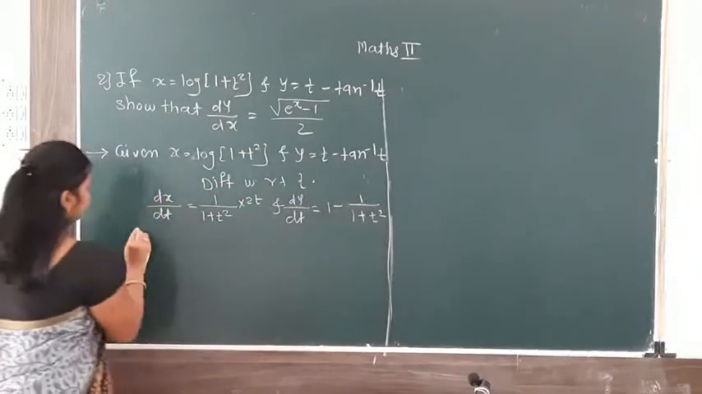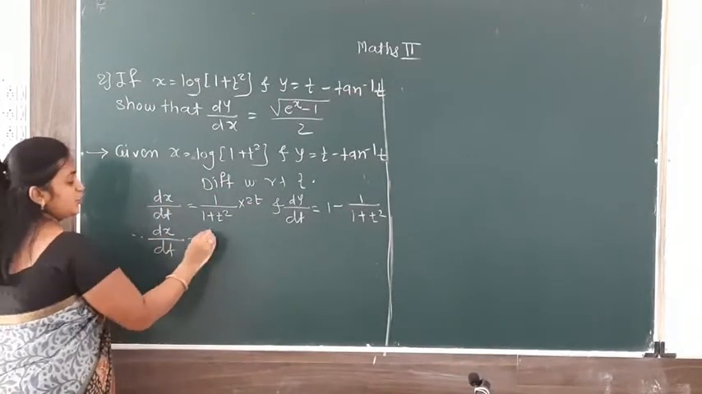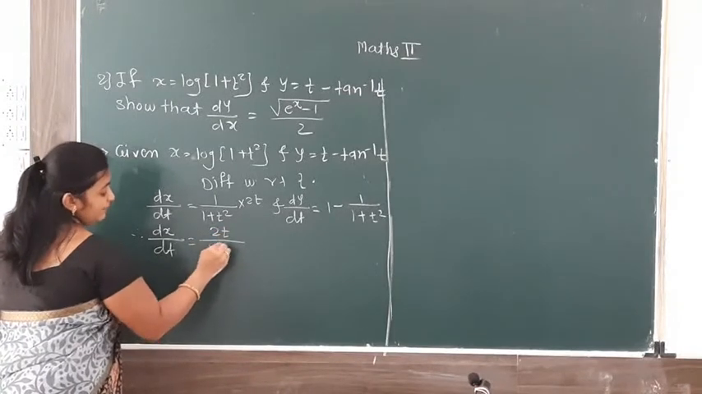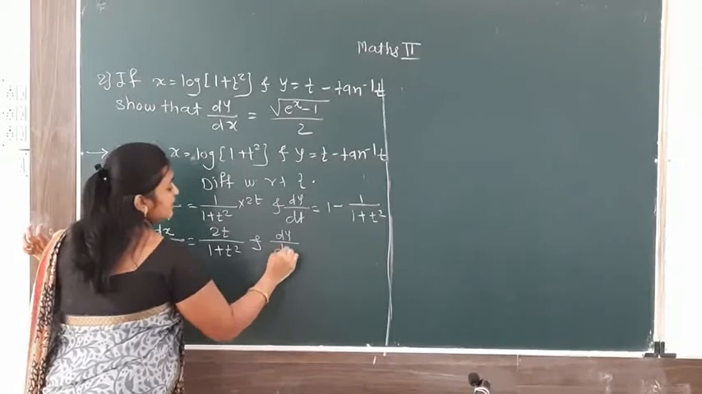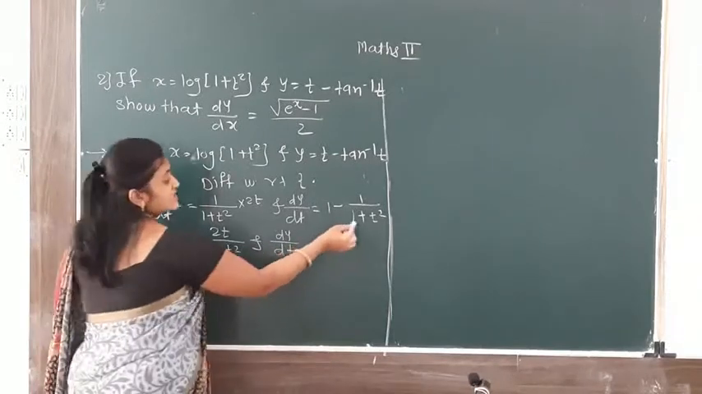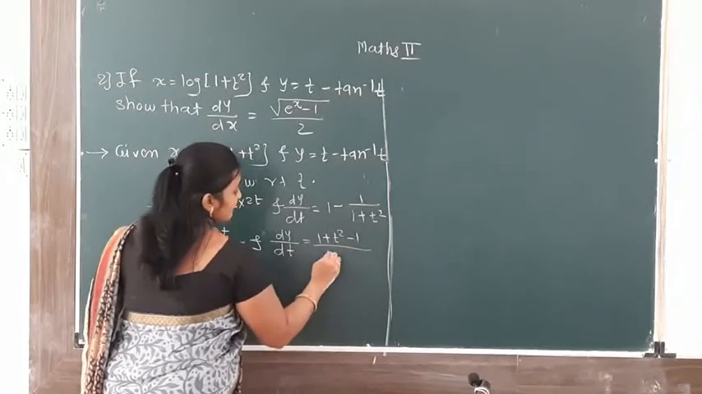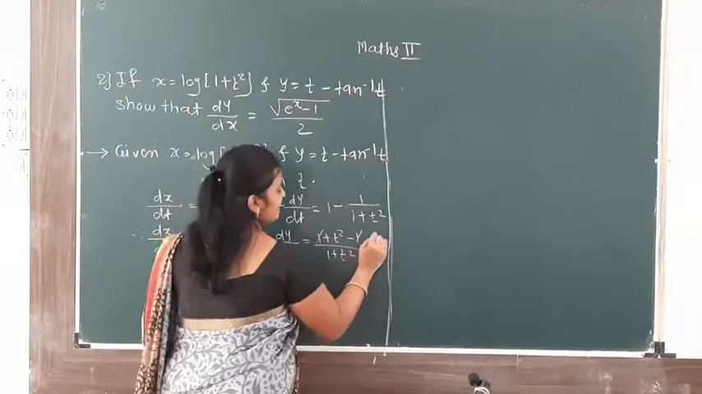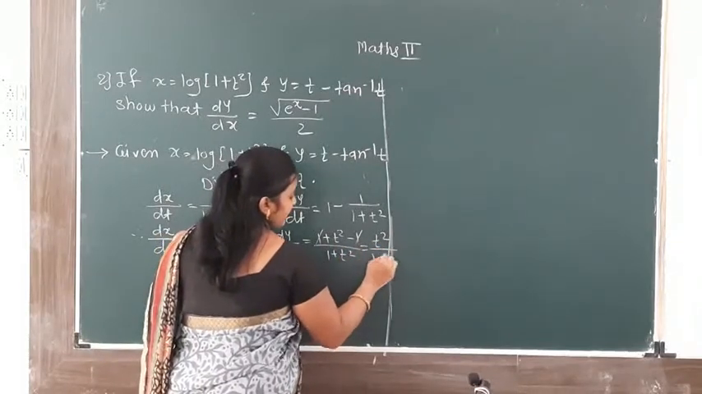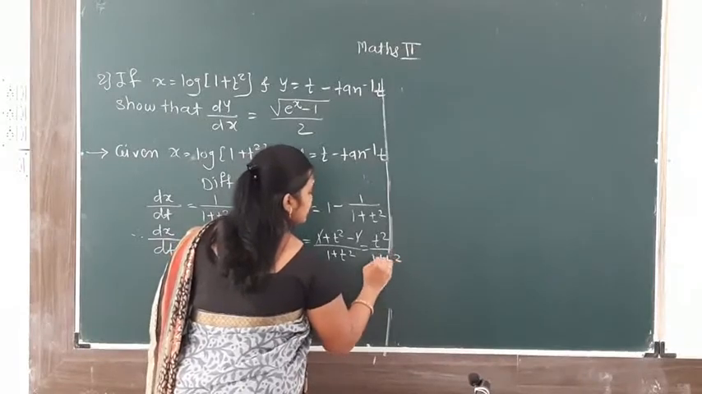Now simplify. So dx by dt is equal to 2t divided by 1 plus t square, and for dy by dt, the denominator is not the same, so multiply here. So 1 plus t square minus 1 divided by 1 plus t square. So 1 cancels out, and we get t square divided by 1 plus t square.